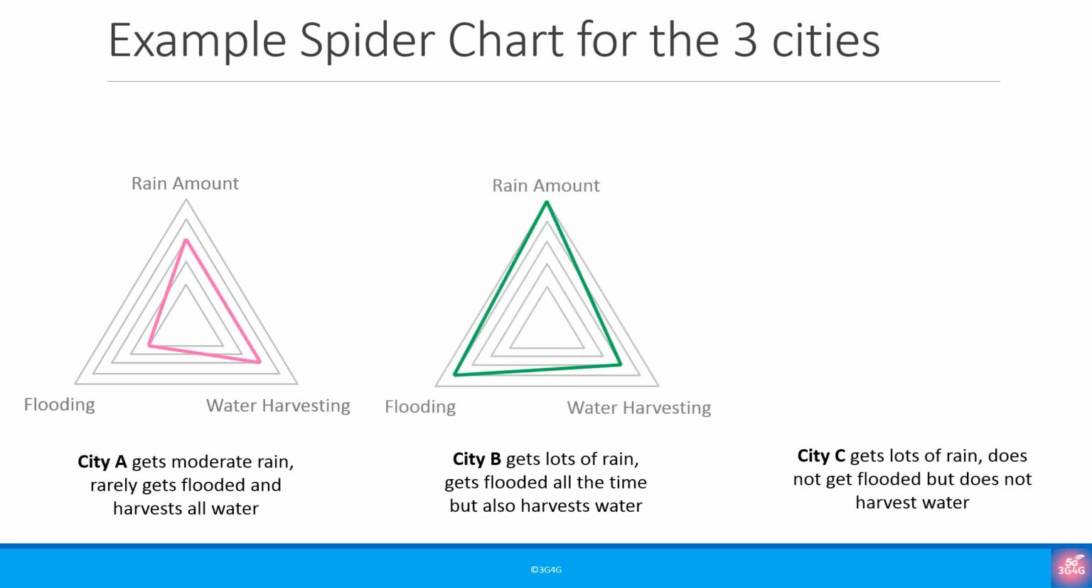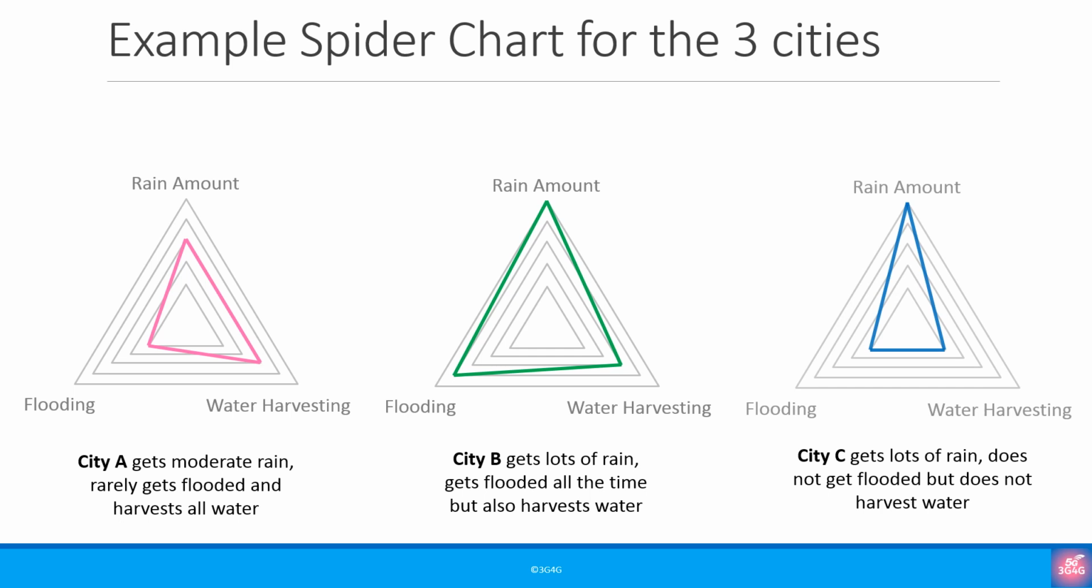City B gets lots of rain, gets flooded all the time, but also harvests water. We are showing that 60% of the water gets harvested. City C is interesting. It's like City B, gets lots of rain, but it does not get flooded and does not harvest water. So hopefully this example gives you an idea of how spider charts work.